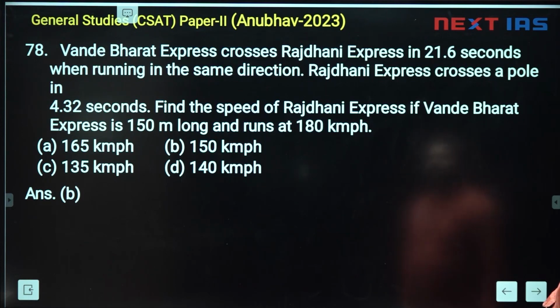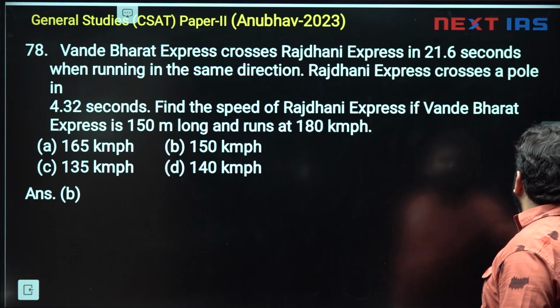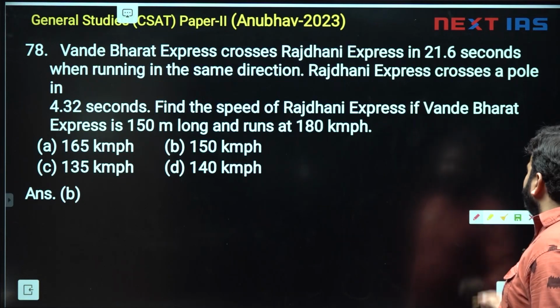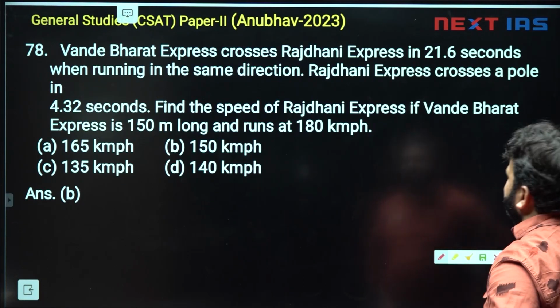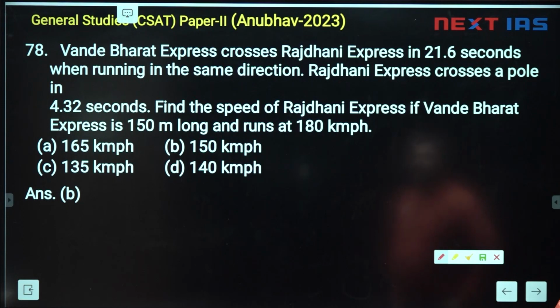Next question: Vande Bharat crosses Rajdhani Express in 21.6 seconds when running in the same direction. Rajdhani Express crosses a pole in 4.32 seconds. Find the speed of Rajdhani Express if Vande Bharat Express is 150 meter long and runs at 180 km per hour. Okay.